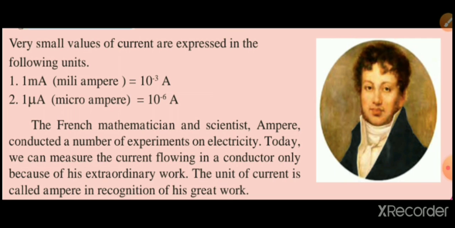The French mathematician and scientist Ampere conducted a number of experiments on electricity. Today we can measure the current flowing in a conductor only because of his extraordinary work. The unit of current is called ampere in recognition of his great work.